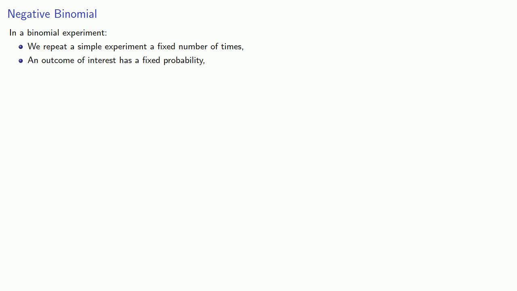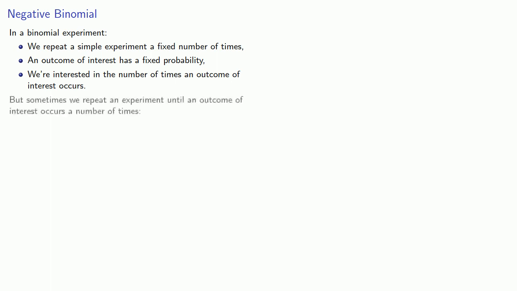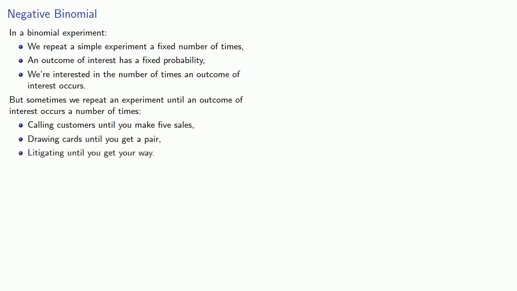In a binomial experiment, we repeat a simple experiment a fixed number of times, an outcome of interest has a fixed probability, and we're interested in the number of times an outcome of interest occurs. But sometimes we repeat an experiment until an outcome of interest occurs a number of times. For example, calling customers until you make 5 sales, drawing cards until you get a pair, litigating until you get your way. And this gives us a negative binomial probability.